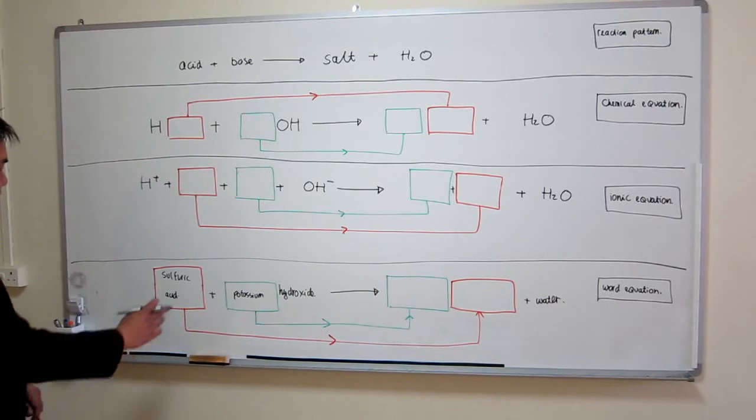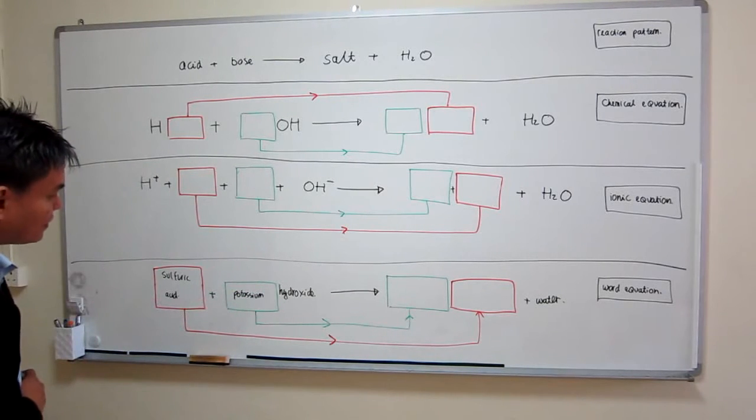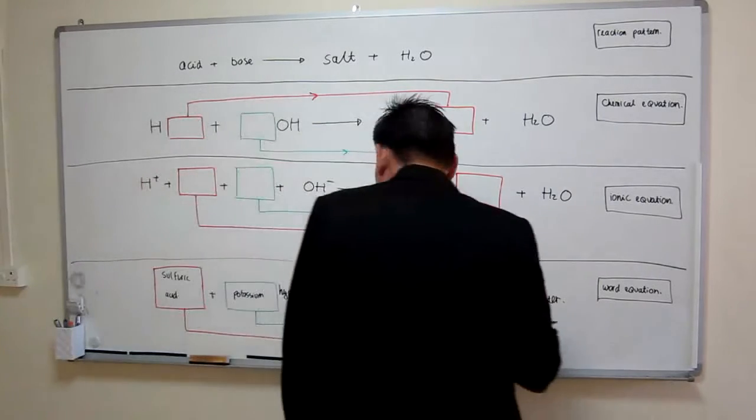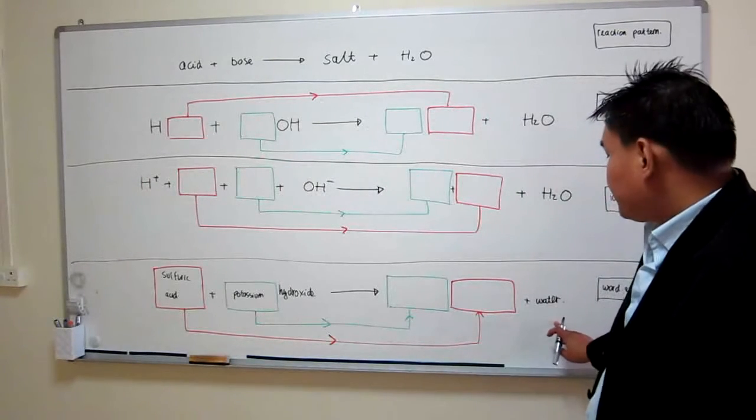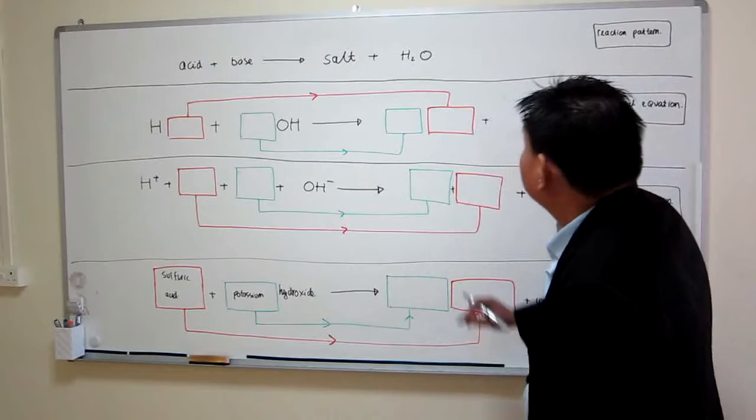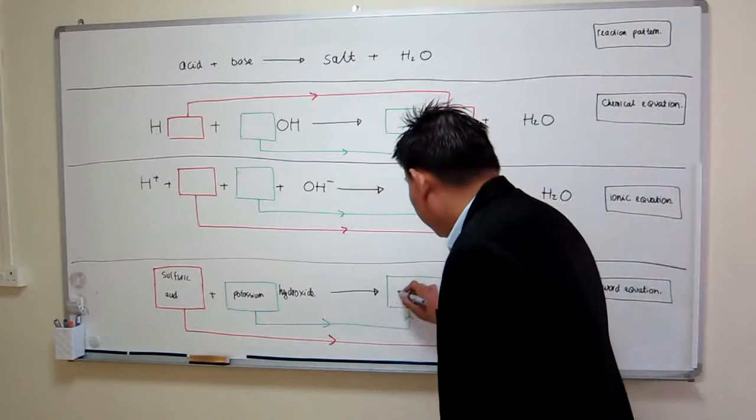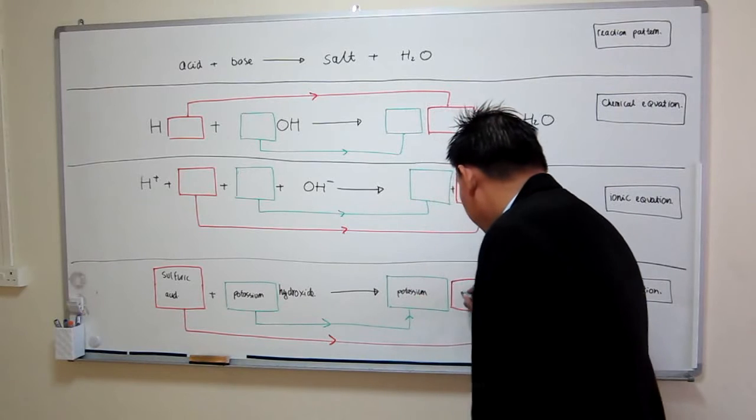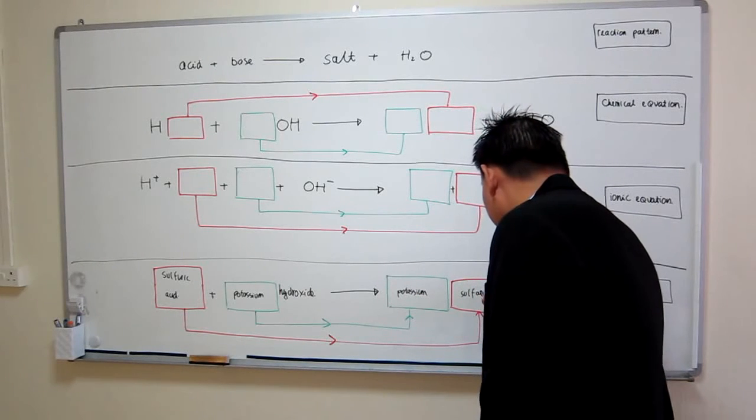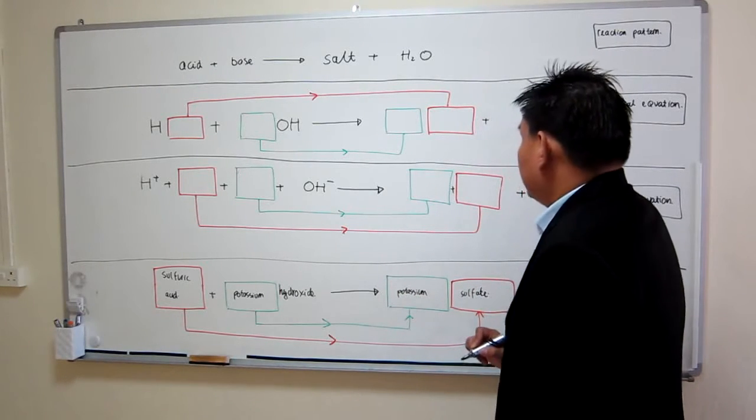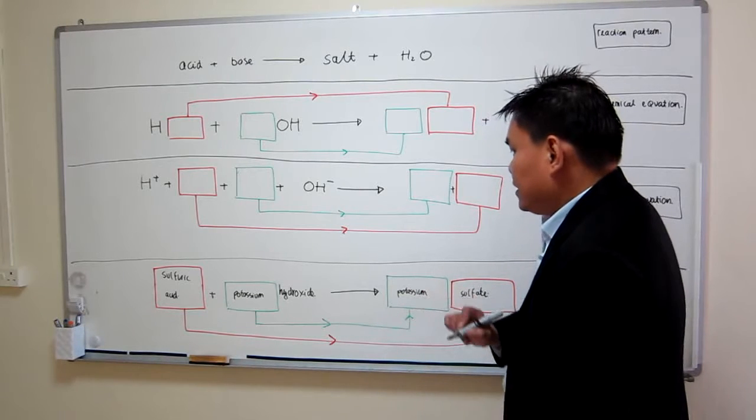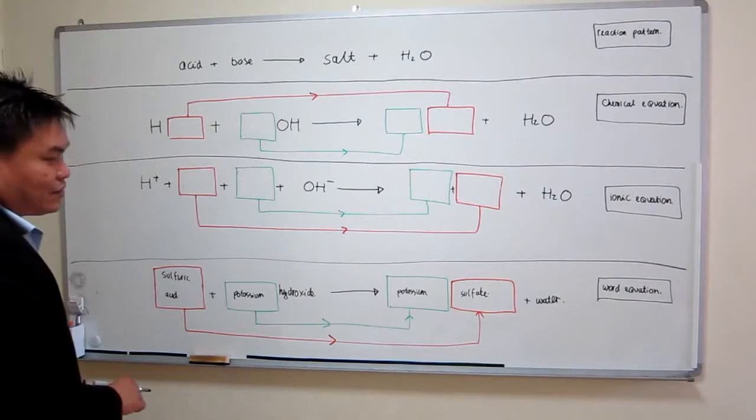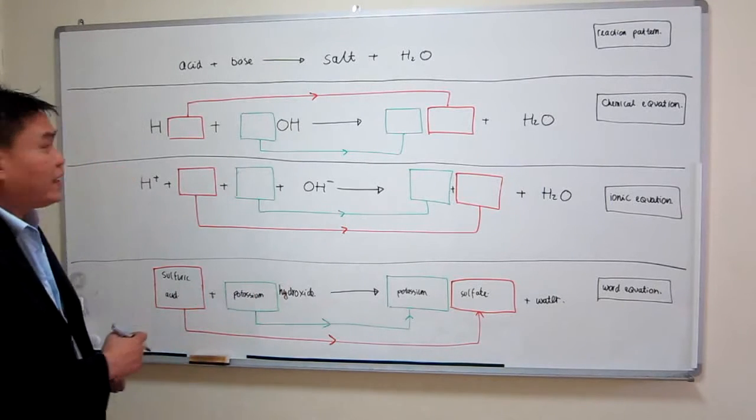The product is of course very easy. We just follow the pattern here. Water is of course produced. Then the salt produced is potassium sulfate. Right, so this is the word equation. Sulfuric acid plus potassium hydroxide produce potassium sulfate and water.